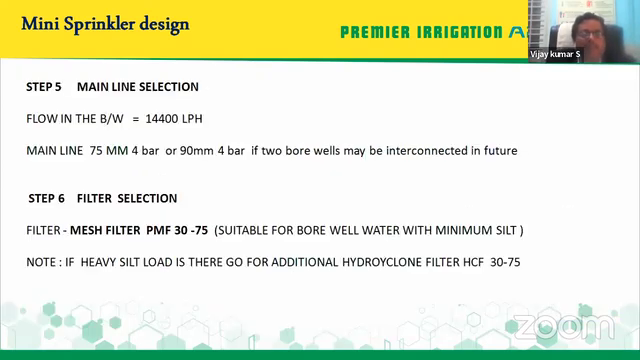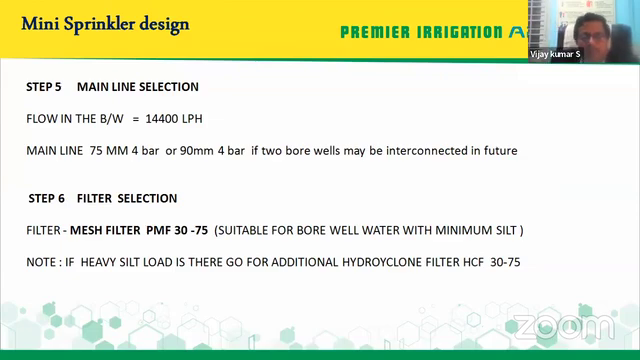After the submain, I will have to design the main line, and for the main line, we know that the flow in the borewell is 14,400 liters. I will either select a 75 millimeter 4 bar pipe, or I can choose one size higher, keeping in mind any expansion. Or if you are thinking of interconnecting 2 borewells, then I can go for one size higher. And of course, over here, we have to go for the appropriate filter size.